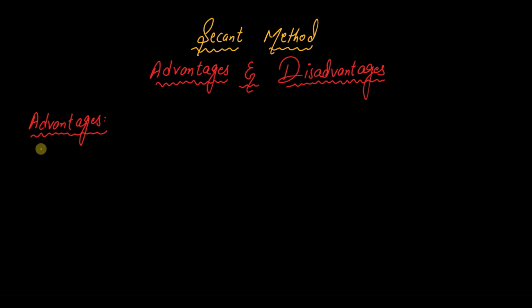The first advantage of the secant method is that no derivative is required. Unlike the Newton-Raphson method, you don't need the derivative of the function. Secondly, that is a very big win when derivatives are hard to compute or don't exist. So this makes the secant method more flexible.